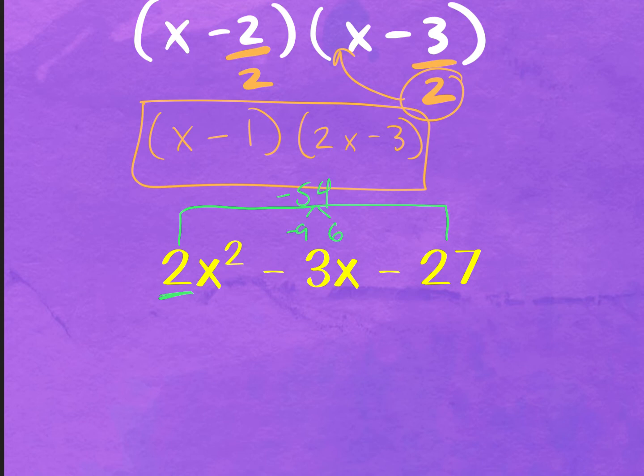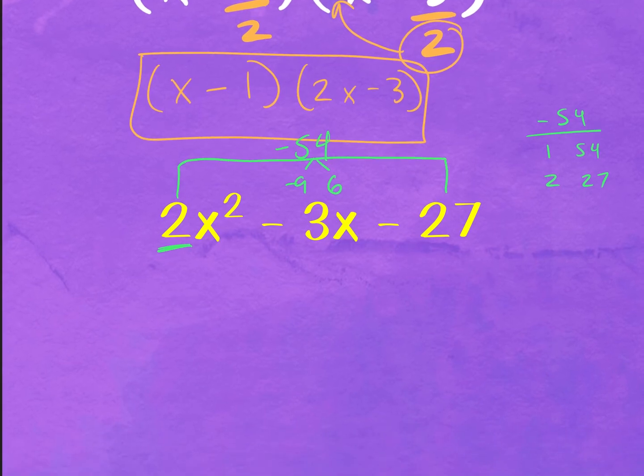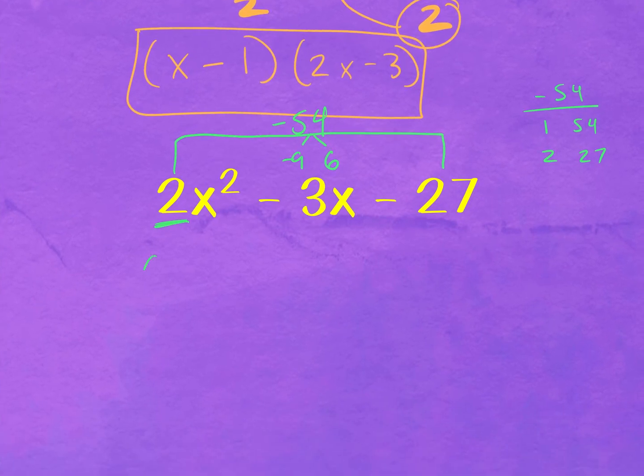If you didn't know that right off the top of your head, make a little chart on the side. Negative 54, our factors would be 1 and 54, 2 and 27. We could keep going, but we know negative 9 and 6 works. So I'm going to put those in my parentheses, x minus 9 and x plus 6.